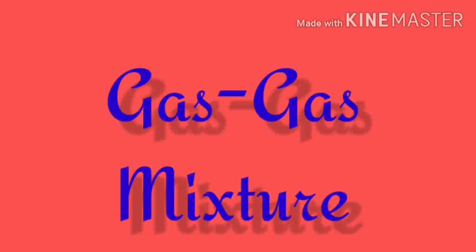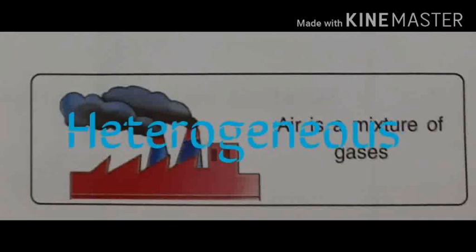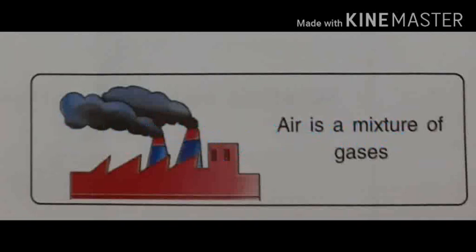Now the last type of mixture is gas-gas mixture, and I will give you a very common example, that is air. We all know that air is a mixture of gases and it is heterogeneous in nature. Can you see the picture? The smoke coming out from a factory, meaning the pollutants near the chimney, they are more dense there as compared to the area which is far away from the factory. So the composition is not uniform. That means air is an example of gas-gas mixture and it is heterogeneous in nature.